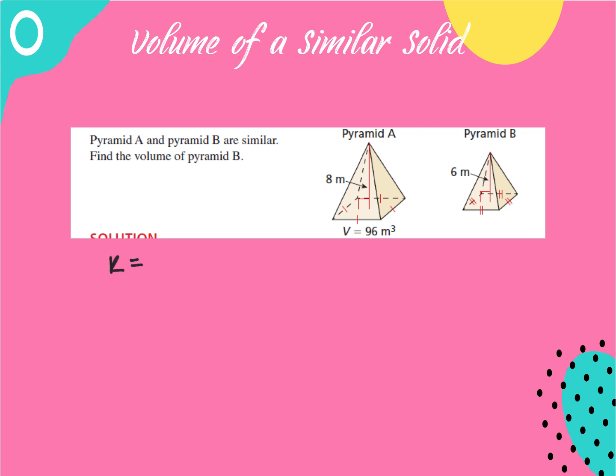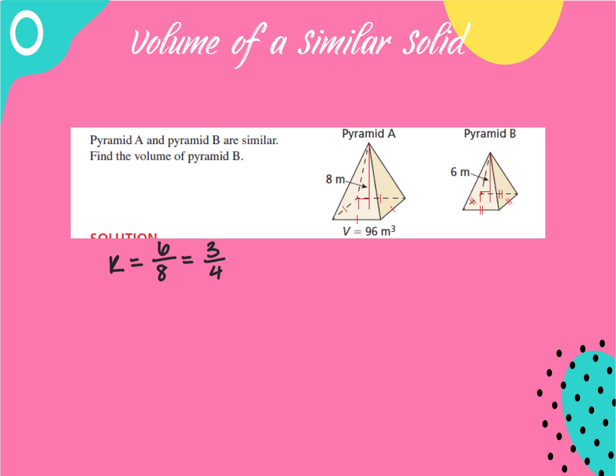K equals, I'm going to take the height, 6 over 8. Simplified, that's going to give me 3 over 4. That's my scale factor. Okay, looking at my scale factor. Say it one more time. Does it matter if you do 8 over 6, because I thought you said the big one or this one? No, if I'm going from big to little, remember it's the opposite direction. Okay, so I'm solving for B.